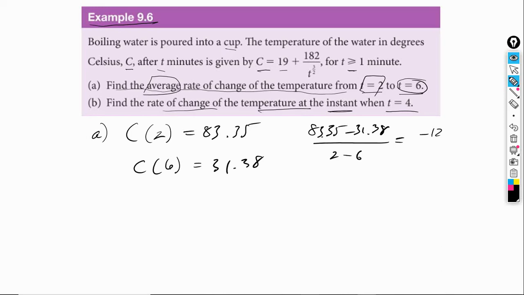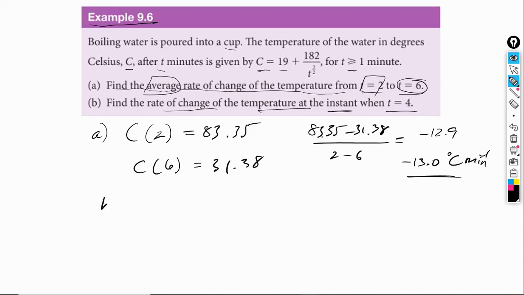negative 12.9, which we can round to negative 13.0. And because it's a rate, degrees Celsius per minute. Not M, it's got to be MIN because we're talking about minutes. Okay, so it's negative 13.0 degrees Celsius per minute. That means that the temperature is decreasing, which makes a lot of sense because if you pour boiling water into a cup, with time it's going to get colder and colder.